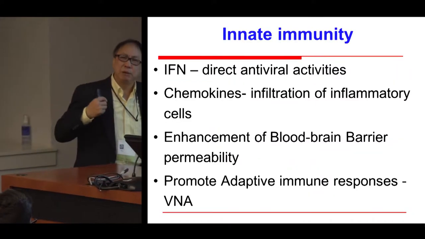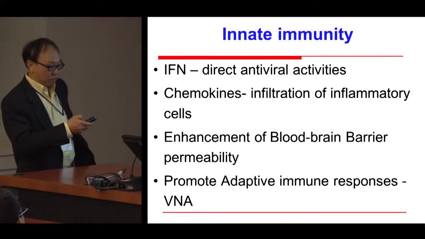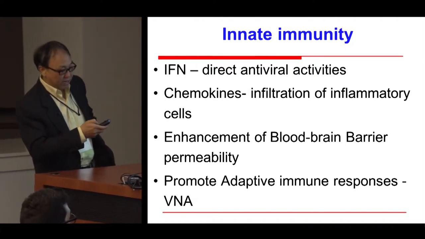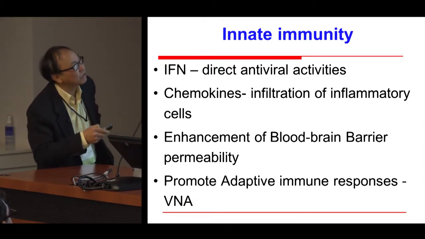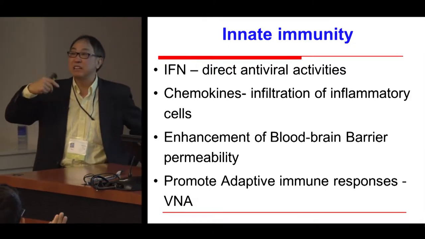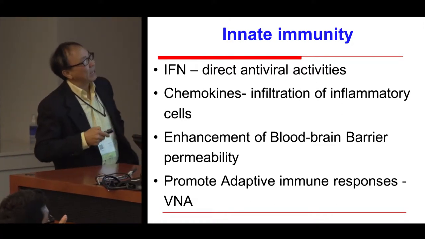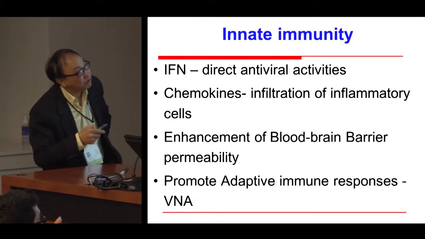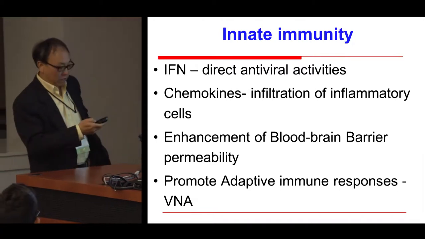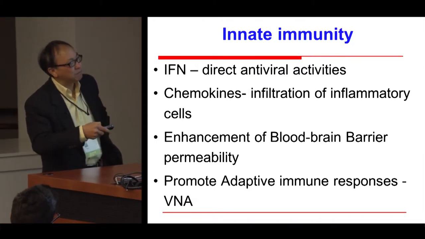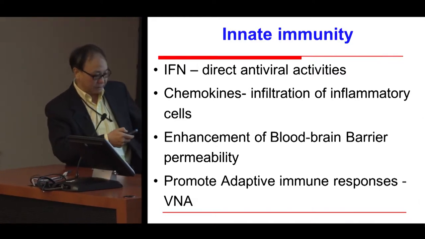So what does the innate immunity do in the system? Definitely, like we were talking about, the interferons have direct antiviral functions, and the chemokines attract inflammatory cells to come into the brain. It tells the body something's here, so the system has to come to help us control it. And because these cells come into the CNS, they enhance the blood-brain barrier permeability. And the induction of the innate immunity can promote the adaptive immune responses. In rabies, that means the virus neutralizing antibodies.